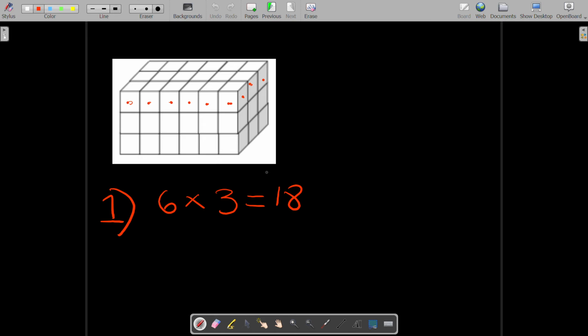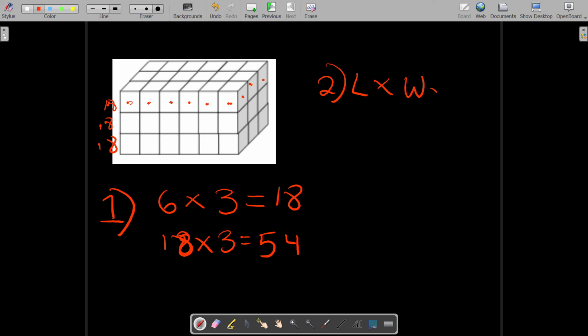Okay, now let's multiply 18 by 3. So 18 multiplied by 3 would give us 54. So that's just 18 here, 18 here, 18 here. So 18 times 3 is 54. Now let's do method number 2. Method number 2 is the length times width times height.